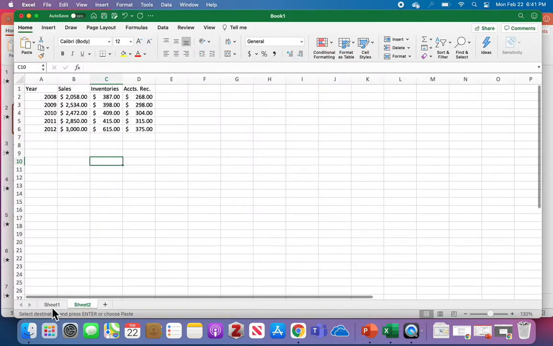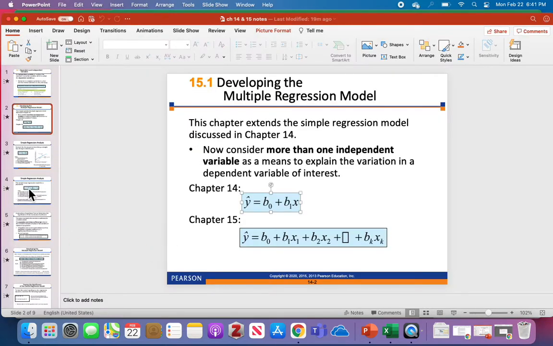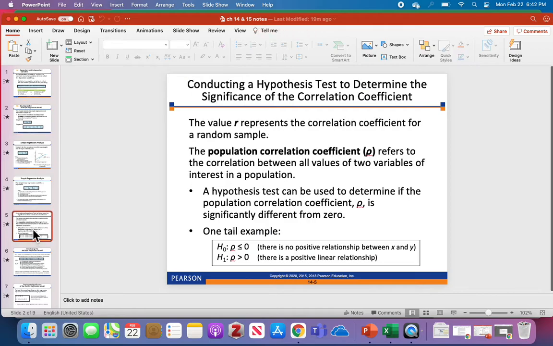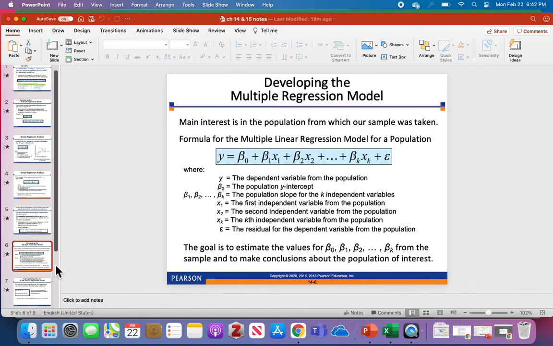So if we look back to our simple linear regression model, our R squared is at 80.9%. So about 80.9% of that variation is explained using just the one variable of sales. Okay, so what we're going to do in multiple regression is add more of those independent variables to see if we can explain more of that variation. So we're going to have multiple correlation coefficients.